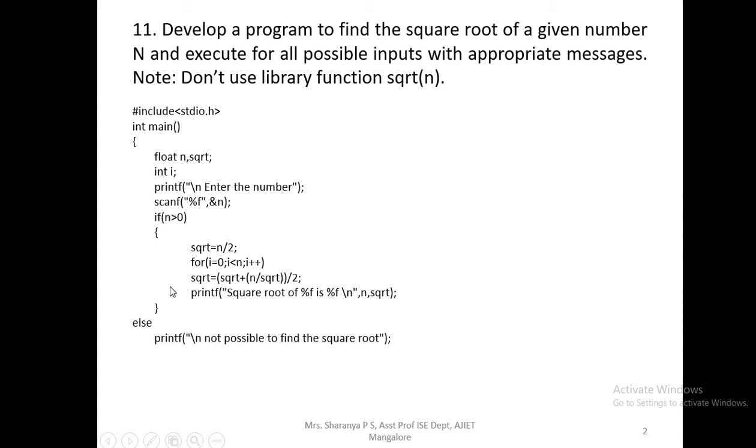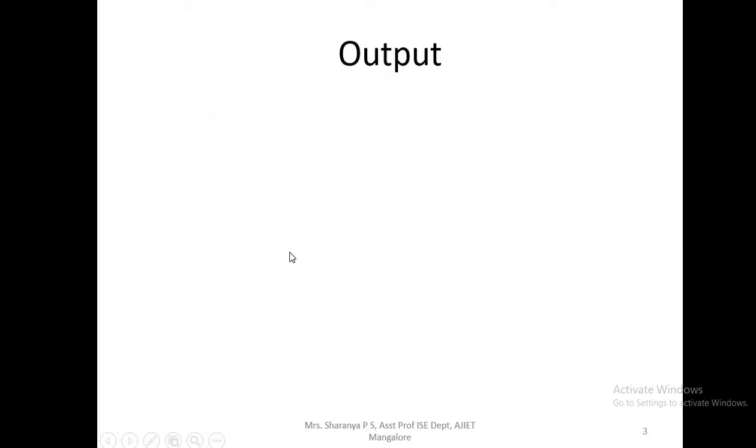The main agenda here lies in the formula we use, that is, sqrt equal to sqrt plus n by sqrt, whole divided by 2. Here we have already calculated sqrt by referring to n by 2 initially. After that we are reframing this sqrt by referring to this formula. Next we terminate the code. That's all with respect to finding the square root of a given number. It is a very simple program.